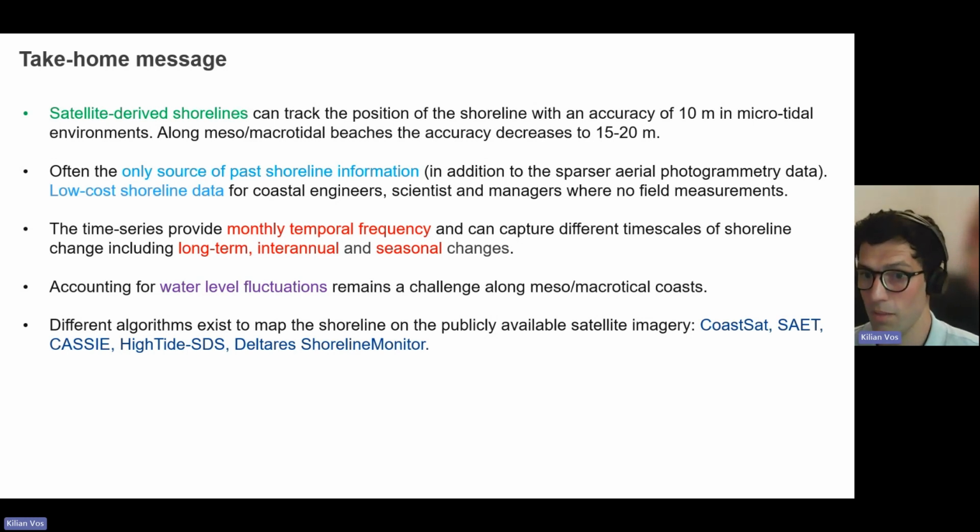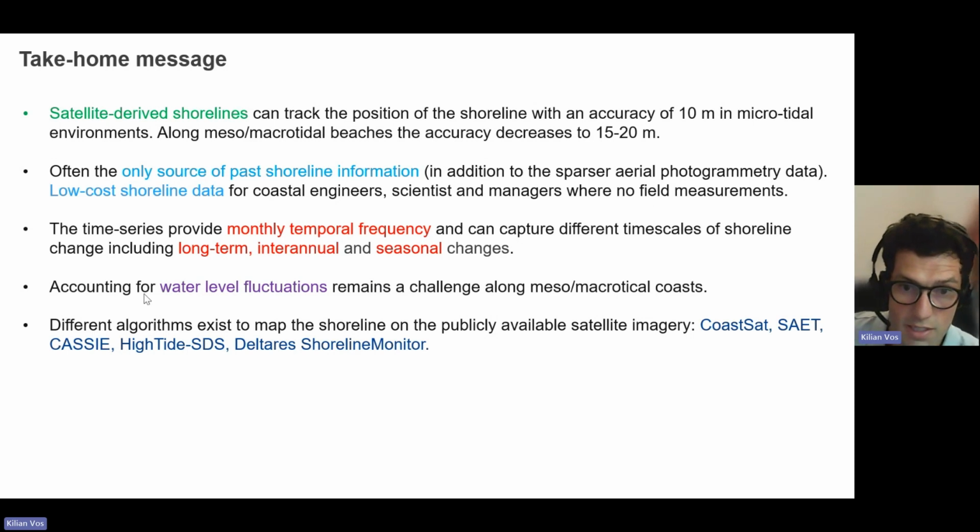However, along meso to macrotidal beaches, that accuracy is much lower, so 15 to 20 meters in those environments. But often, satellite-derived shoreline is the only source of past shoreline information, in addition to aerial surveys, photogrammetry, which is usually more sparse, maybe once every few years. And it's low-cost shoreline data, because there's a lot of tools that are publicly available. The imagery is publicly available. So there's not a lot of cost, it's mostly running the scripts and a lot of time processing the data.